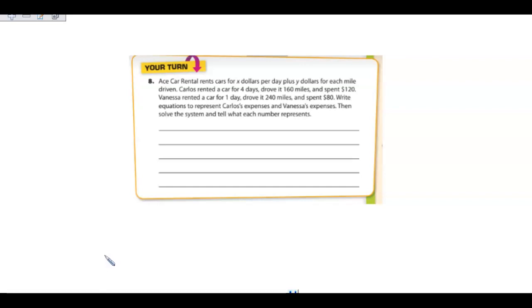All right, so the first thing we have to do is write our equation for Carlos. So we know he drove it for 4 days, and he drove it 160 miles, and he spent $120. So let's come up with our equation for that first. So Carlos drove it for 4 days, so x is going to be our days, and y is going to be our number of miles. So 4x plus 160y, and that's a total of $120.